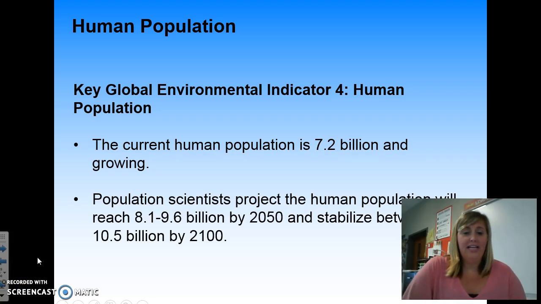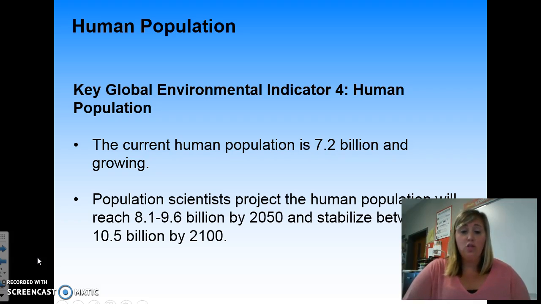The next global indicator is human population. Currently, this slide's a little outdated, but currently our human population is at about 7.4 billion, and it's still growing. So this increasing world population places additional demands on our natural systems, and each of these new people is going to require food, water, and other resources.